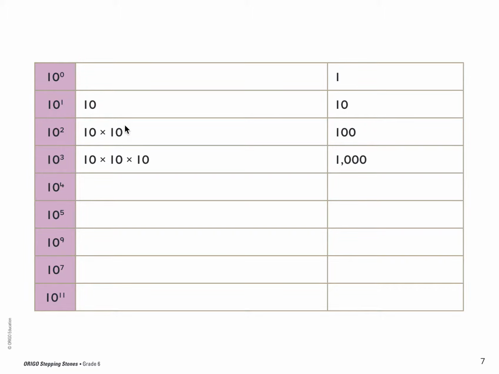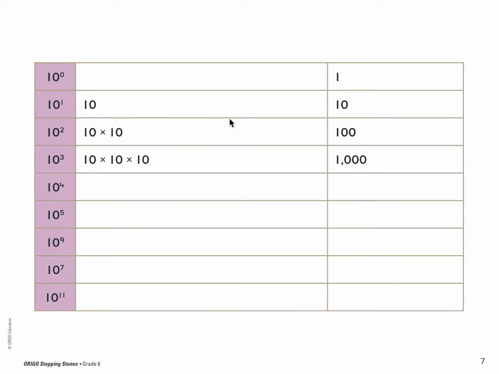How many times are we multiplying 10 in this column? 1, 2. Exponent is 2. How many times are we multiplying 10 in this column? 1, 2, 3. 10 times 10 times 10. Our exponent is 3.